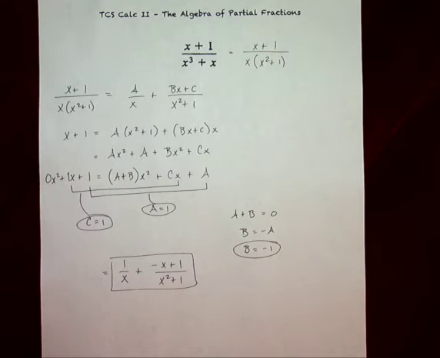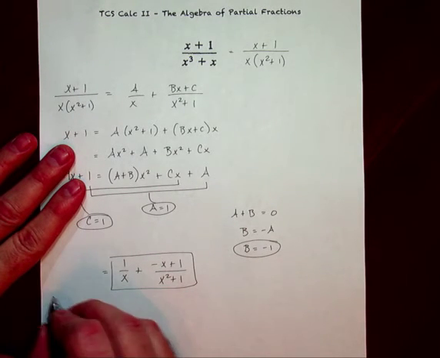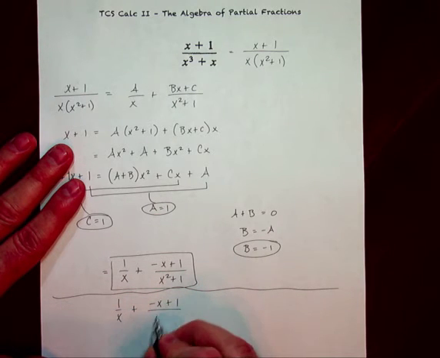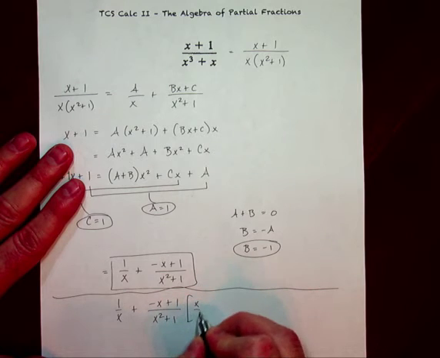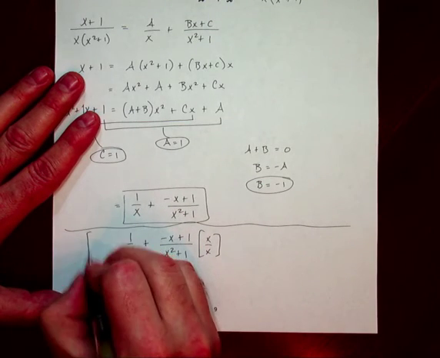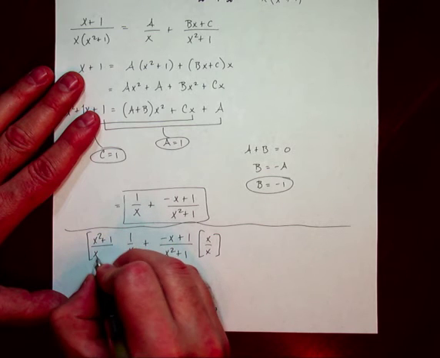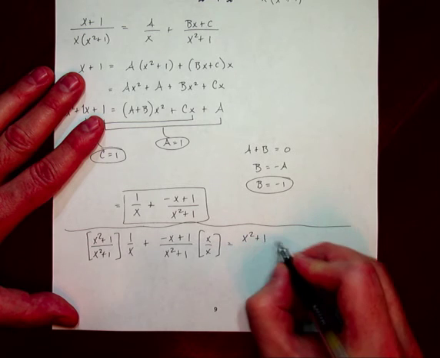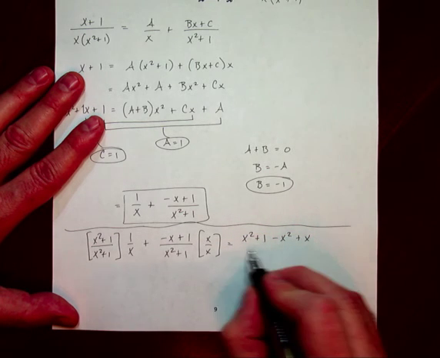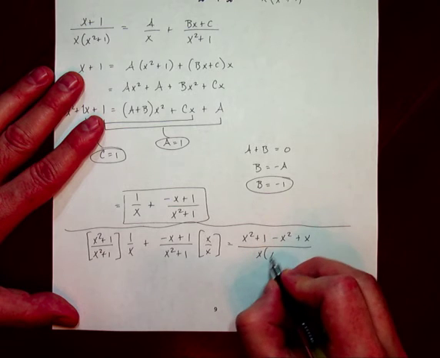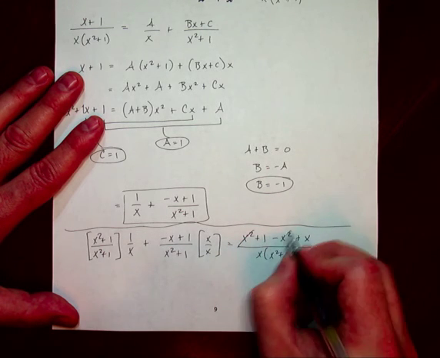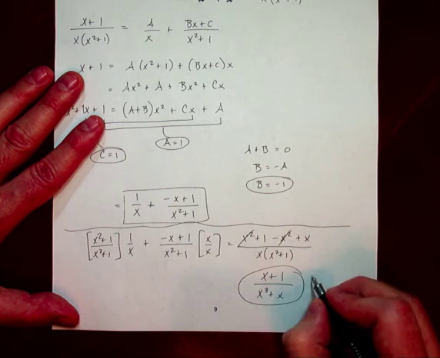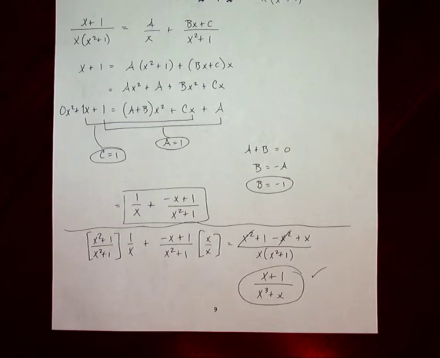And if you're curious, is that really right? Well, okay, let's go ahead and check the answer. This one's pretty easy to check, as it was pretty easy to do. We need to multiply this one by x over x. Okay, multiply this one by x squared plus 1 over x squared plus 1. That's going to give me x squared plus 1 minus x squared plus x, all of that over x times x squared plus 1. Oh my gosh, those cancel out, and I get x plus 1 over x cubed plus x, and it checks out. Fabulous.